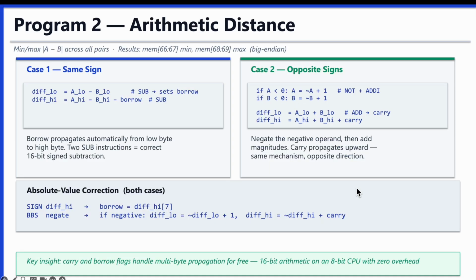For the second program, this one wants to find the absolute distance of all pairs. This one becomes a lot more tricky because we don't have an absolute subtraction method, and even if we did, it doesn't really help us in this case because, like I said again, we are looking at 16-bit absolute difference, not 8-bit absolute difference.